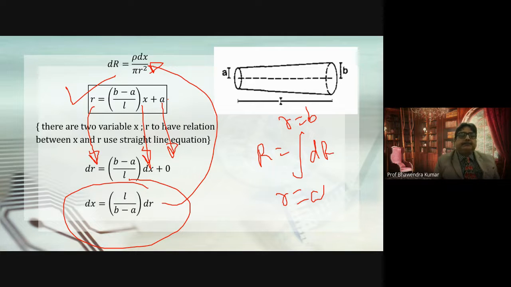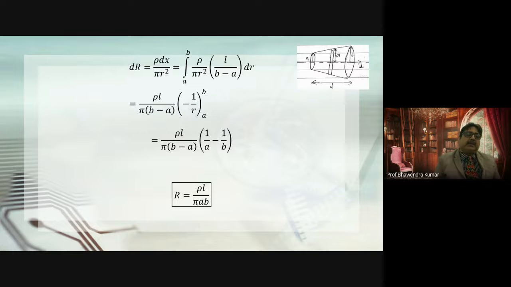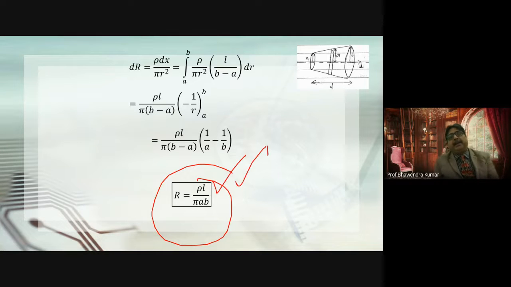It's rho L by pi AB. Yes, very good. Excellent. Understood? Yes, sir. The result will be rho L divided by pi A. Okay? Any problem to anyone? No, sir.